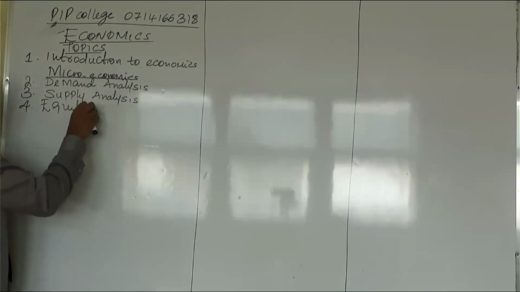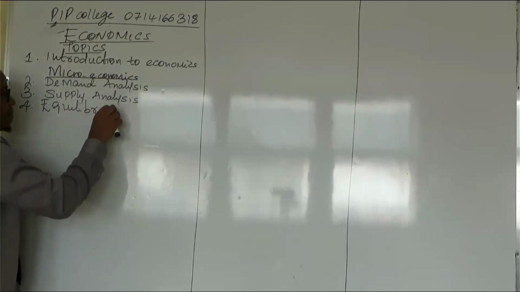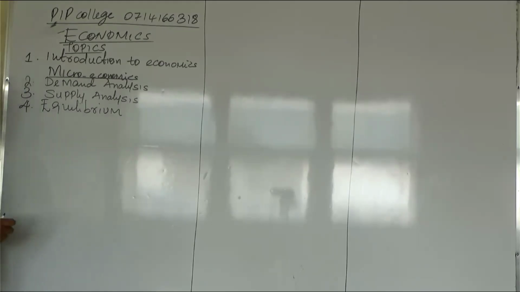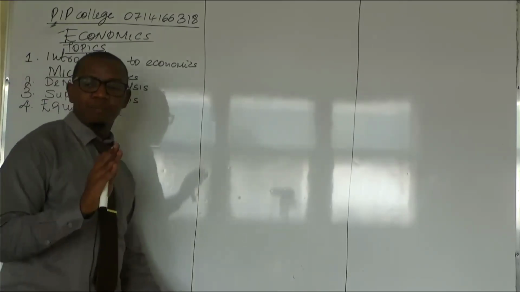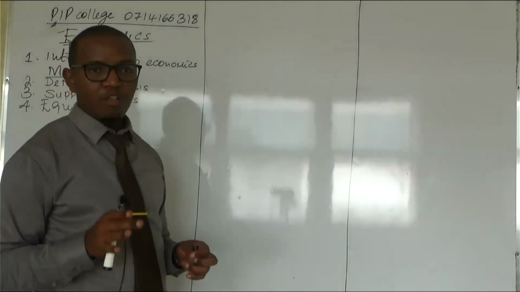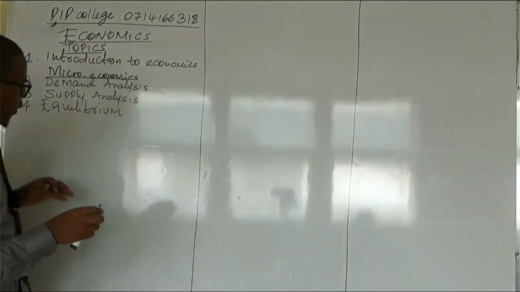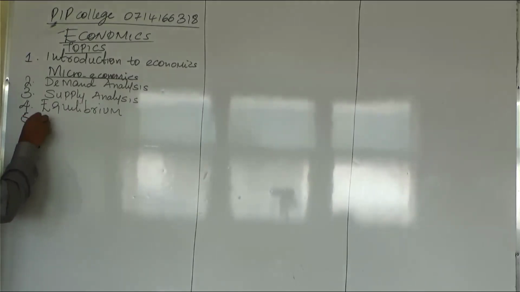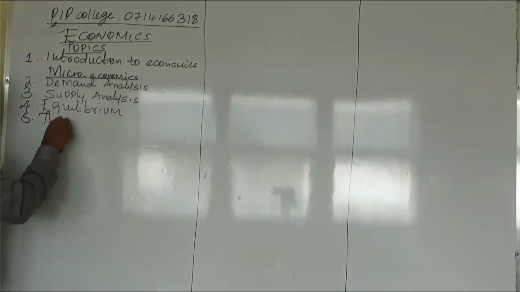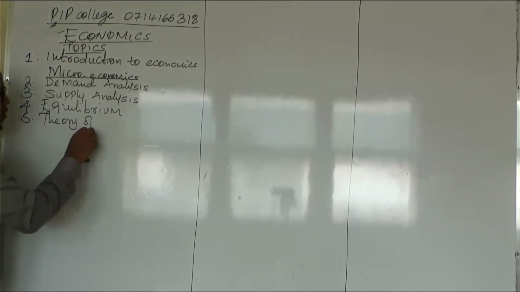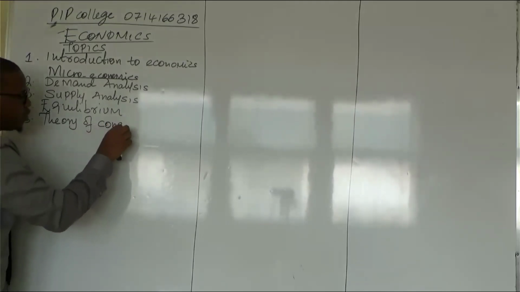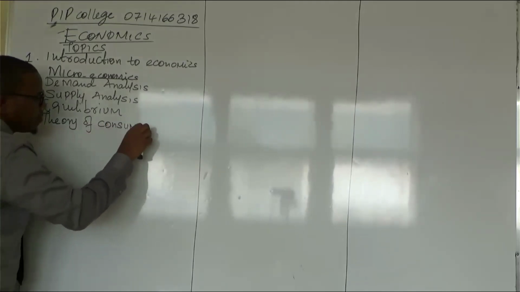Equilibrium. Equilibrium is whereby the demand is equal to what? The supply. Then after that, number 5, we'll also talk about what we call the theory of consumer behavior.